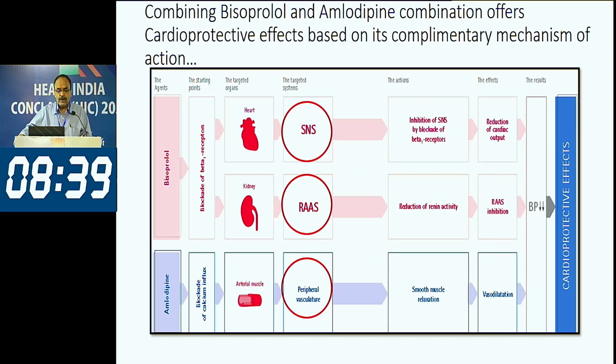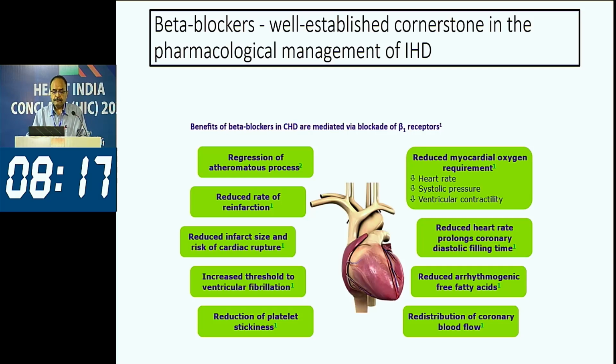We are also aware that by targeting both the renin-angiotensin system and sympathetic nervous system, and also with the help of bisoprolol, and also by using amlodipine to target the peripheral vasculature, we benefit the entire cardiovascular system.